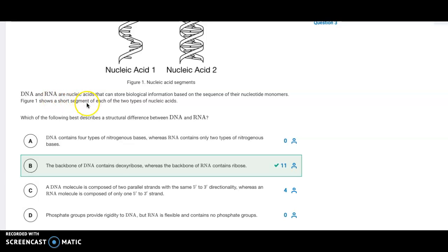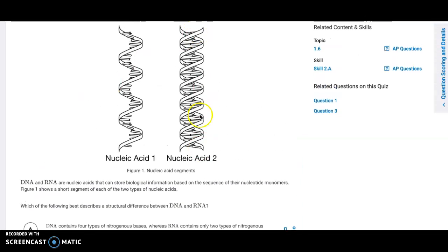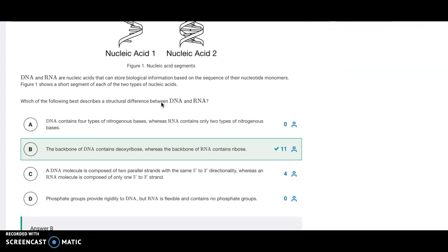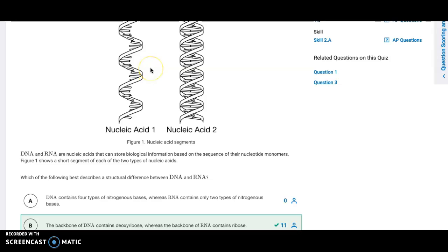DNA and RNA are nucleic acids that can store biological information based on the sequence of their nucleotide monomers. We have a short segment of each of the 2 types of nucleic acids. Which of the following best describes the structural difference between those? Now, this one is a tricky one. Most of you selected the correct one: the backbone contains deoxyribose in DNA, whereas RNA contains ribose. And you should know that. You should know the main structural differences between DNA and RNA. And one of them is the sugar that's in the backbone.